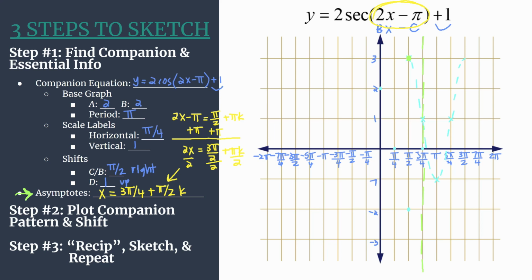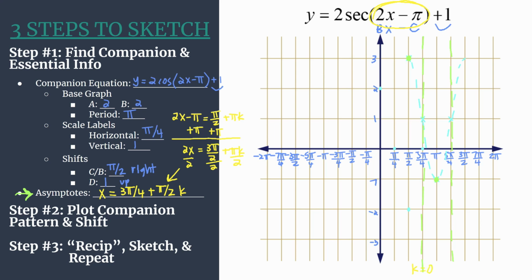All right, our next point, point 3, was our minimum from our cosine companion. Put a point there. That's going to be a local or a relative maximum for the secant curve. And then you have another, what was an x-intercept, turns into a nice vertical asymptote. And notice that that one's at 5 pi over 4. So again, those asymptotes are matching what we found from our asymptotes equation at the end of step 1.